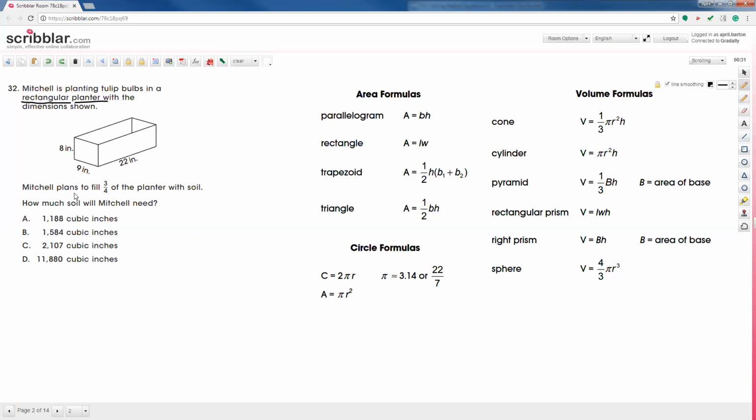Then it continues, Mitchell plans to fill 3/4 of the planter with soil. This is another key part. Knowing that it's only 3/4 of the way full is good information. So then the final question, what you actually need to answer, is how much soil will Mitchell need? If he fills up this planter, not all the way to the top, but close to the top, how much soil is that going to take?